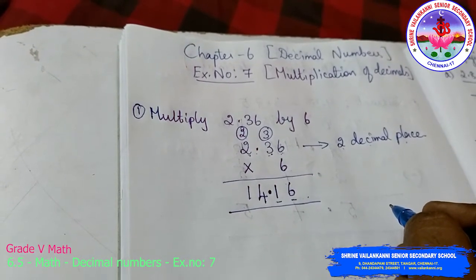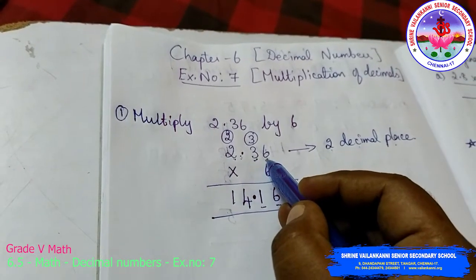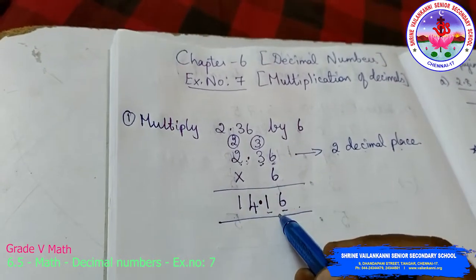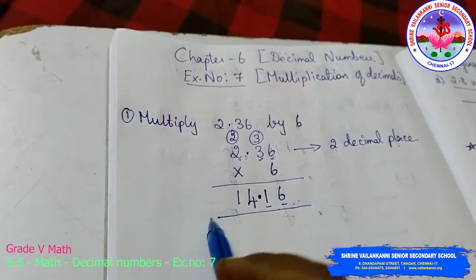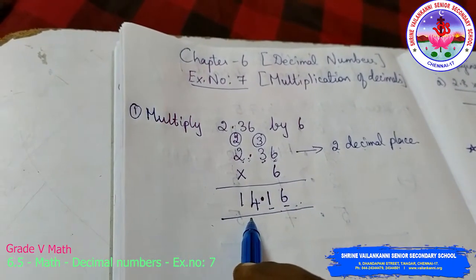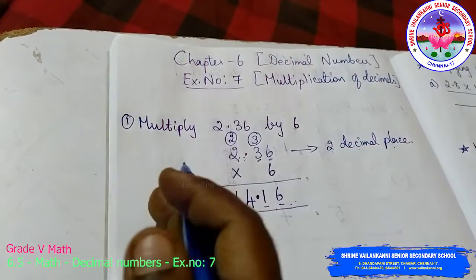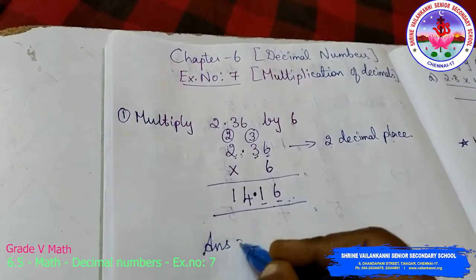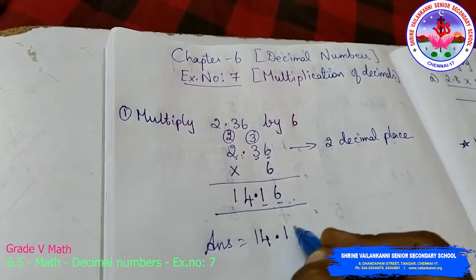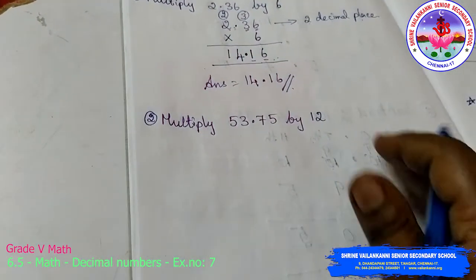For 2 decimal places after the decimal, likewise, after doing the multiplication, go from right side to left side. See, not from the left side. From your right side to left side only we have to move. Okay. So the answer is 14.16.